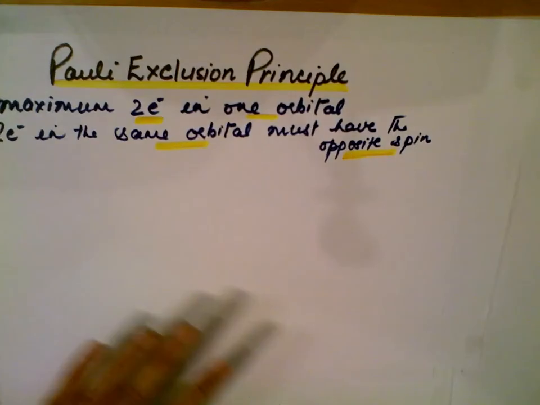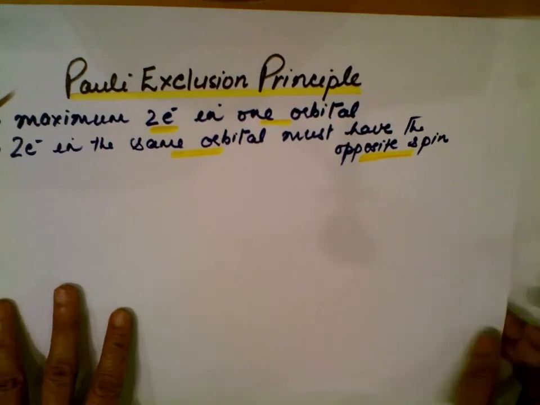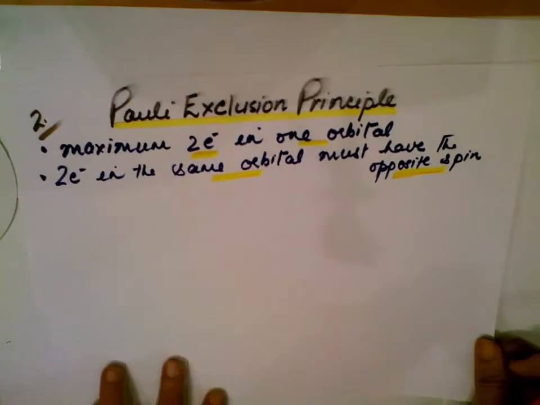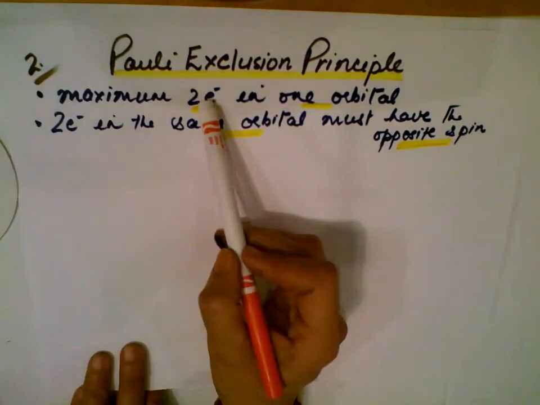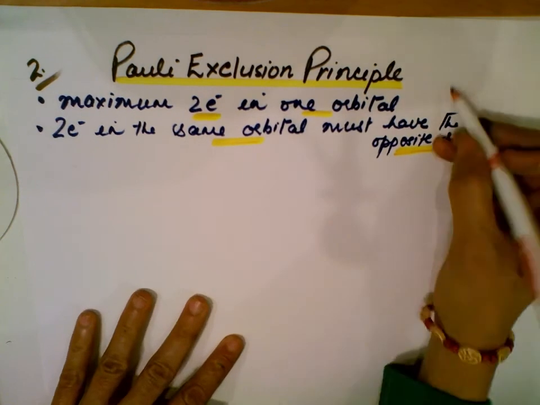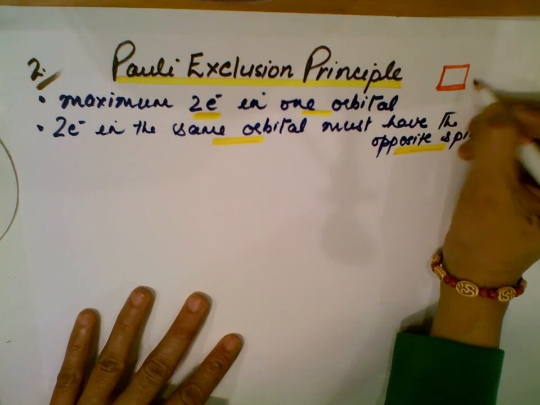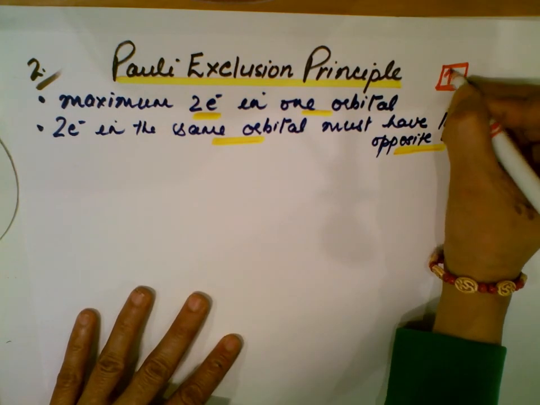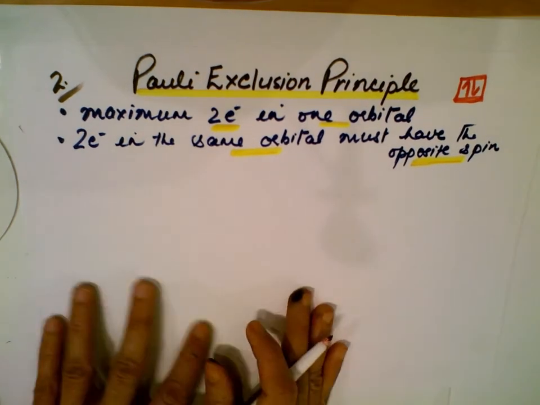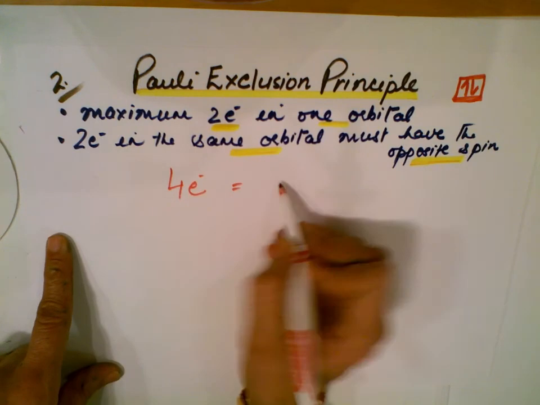Okay. The second principle is the Pauli exclusion principle. So what are we working on right now? I'm just going over the 3 principles: Aufbau, Pauli, and Hund's Rule. The second one is the Pauli exclusion principle. The 2 things here are that there can be a maximum of only 2 electrons in one orbital, and the direction of the electrons has to be opposite. So this is one orbital. You can't put more than 2 electrons in this orbital, and also their direction has to be opposite in the same orbital.